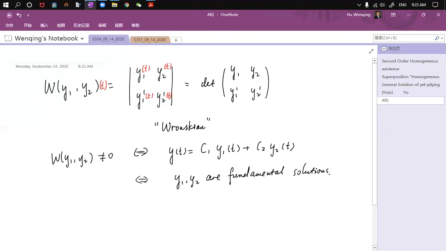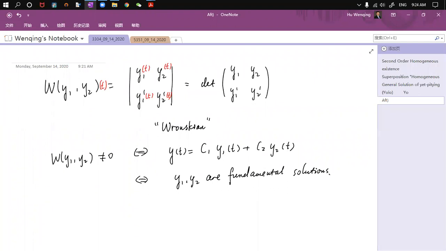So those are the three equivalent statements. Saying that the Wronskian is non-zero is the same thing as saying that Y of t is C1 Y1 plus C2 Y2 with a unique particular solution, and the same thing as saying that Y1, Y2 are the fundamental solutions of the system. That's the Wronskian theory. I can tell you that the Wronskian is going to be a very important object throughout these lectures, and we're going to encounter it many, many times.